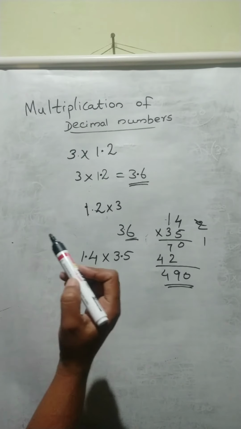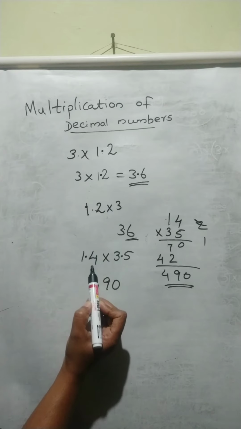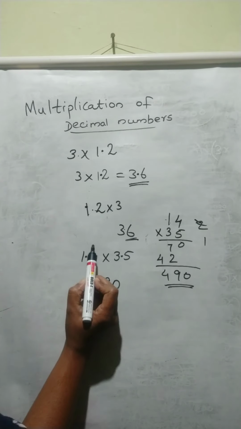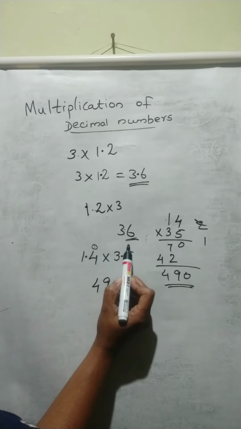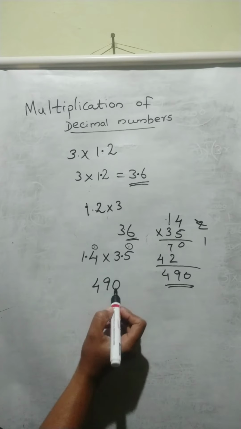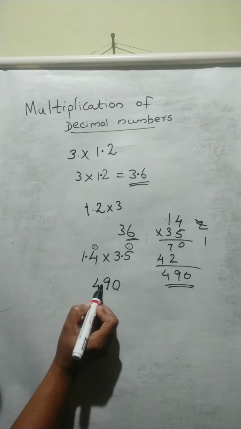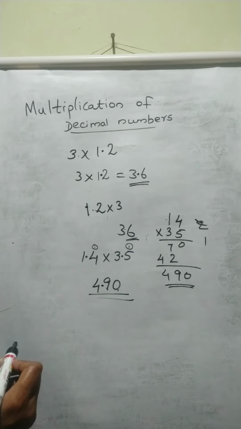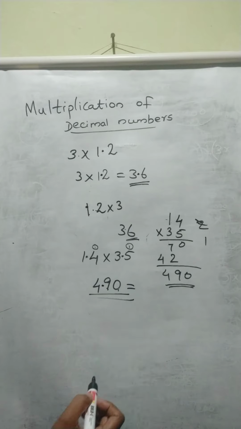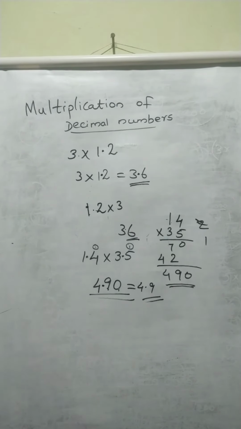Then actually we have to count how many digits are there after each decimal point. Here one digit is there, here also 1. So 1 plus 1, 2. So we have to count 2. 1, 2. Then keep the decimal point. So 4.90 is the answer. Clear? That is equal to 4.9 also. Clear?